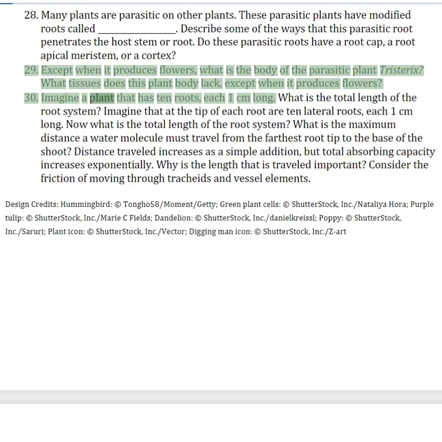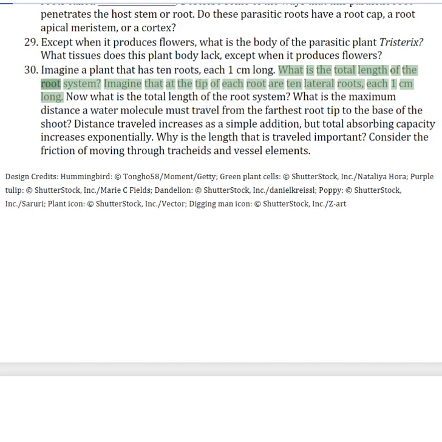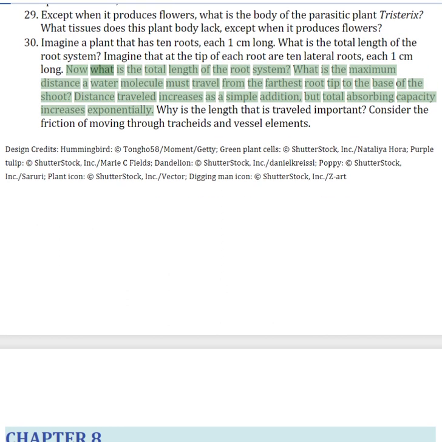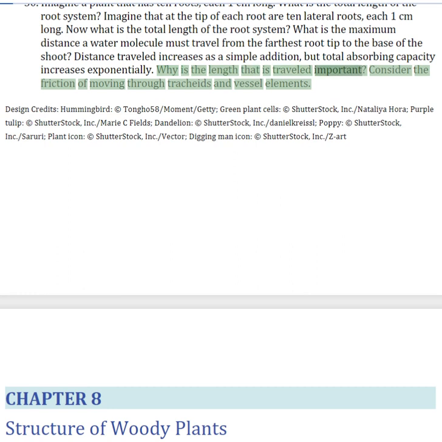30. Imagine a plant that has 10 roots, each 1 centimeter long. What is the total length of the root system? Imagine that at the tip of each root are 10 lateral roots, each 1 centimeter long. Now what is the total length of the root system? What is the maximum distance a water molecule must travel from the farthest root tip to the base of the shoot? Distance traveled increases as a simple addition, but total absorbing capacity increases exponentially. Why is the length that is traveled important? Consider the friction of moving through tracheids and vessel elements.